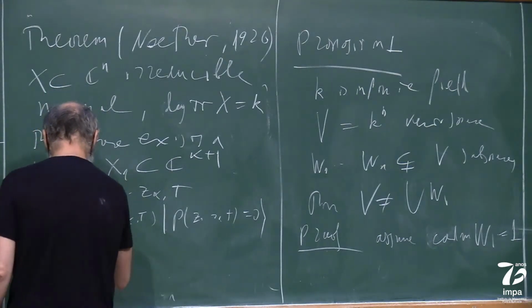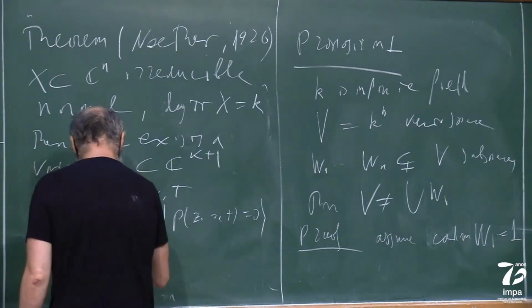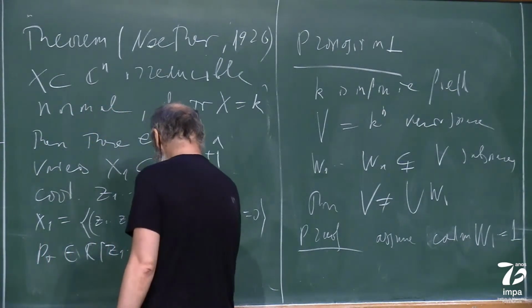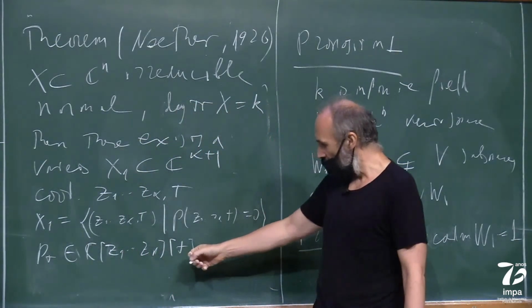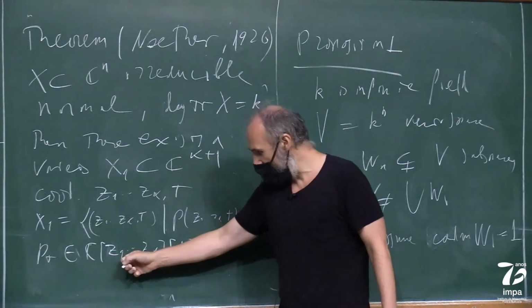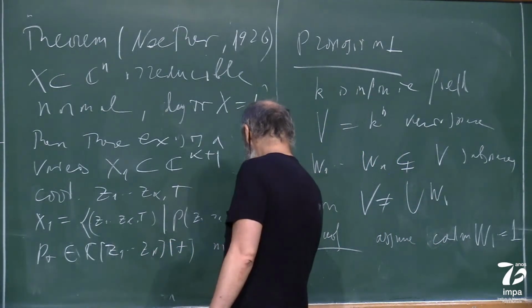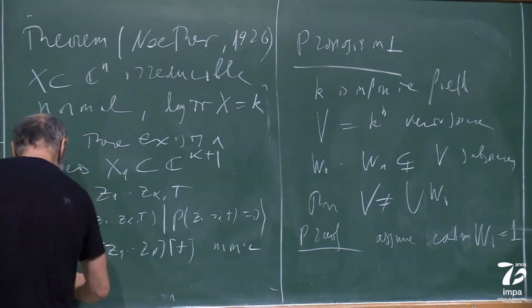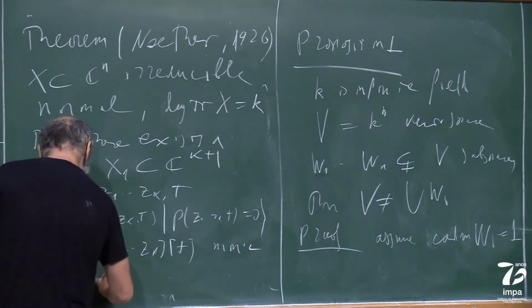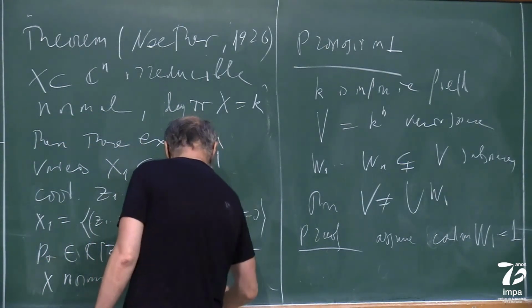It belongs to C[z1, ..., zk][t]. So it's a polynomial in the variable t with coefficients in this ring of polynomials, and it is monic. And X is the normalization of X1.